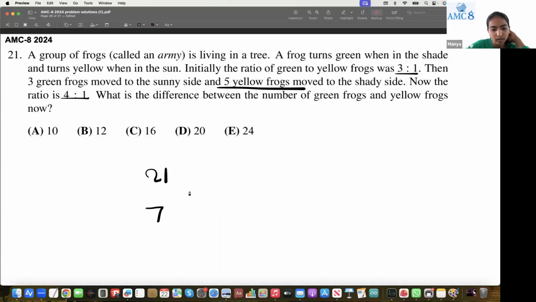How about 7? 7 to 21. Well, now if we add 2 here, we should be getting 23. We subtract 2 here, we should be getting 5. So 23 to 5 is not in the ratio of 4 to 1. So this cannot work.